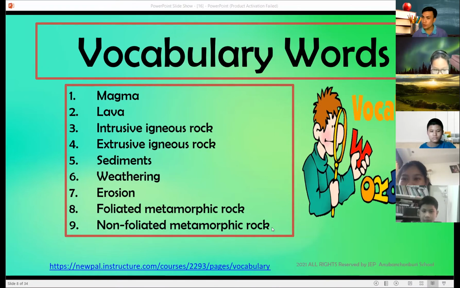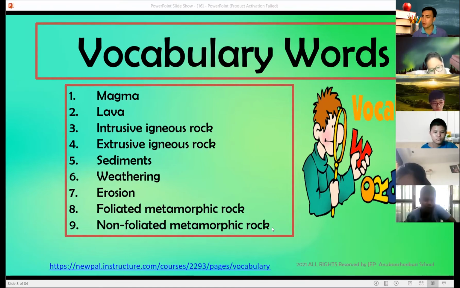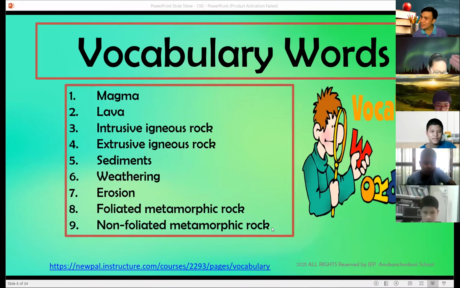All of you read the last item: non-foliated metamorphic rock. Is that it? Is that the best that you can do? I will do it one last time. Non-foliated metamorphic rock. Say it together. Non-foliated metamorphic rock. Okay, well, I think that's the best that we can get from number 9.